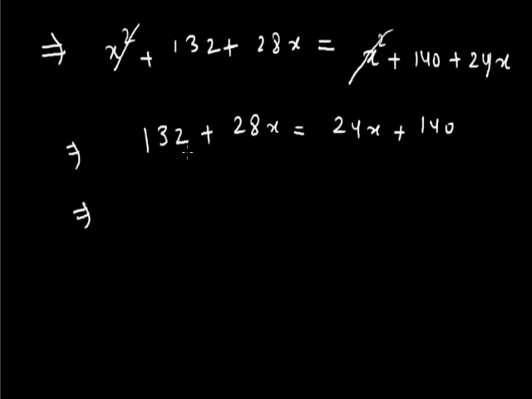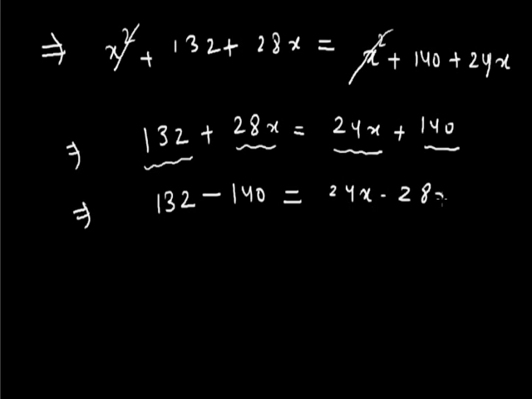Now carrying the similar type of terms to one side and the other type of terms to the other side, that means 132 and 140 are independent of variable x. That means on one side of the equation there should be 132 minus 140, and 28x and 24x are of similar type. They have a dependency on x with power 1. That means they are multiplied with the term x, and should be carried on one side. That means 24x minus 28x.